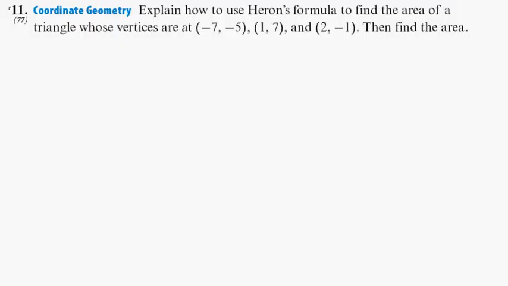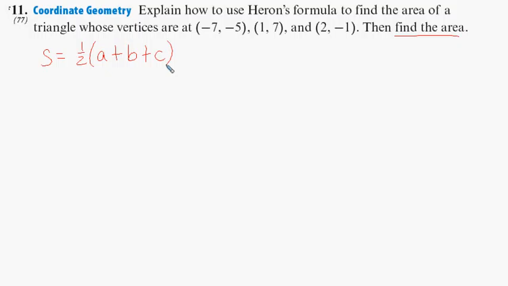Problem 11 is asking us to use Heron's formula, or actually explain how to use it. Rather than having you explain how to use it, I'm just going to have you find the area. This is what they're asking you to do anyway. So remember that for Heron's formula, you have to have this information: S, which is half of A plus B plus C.